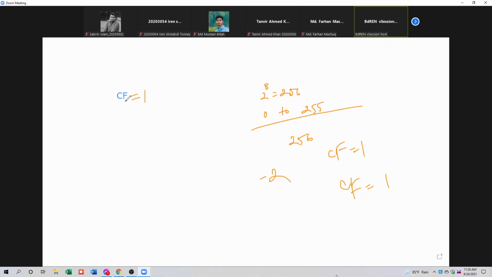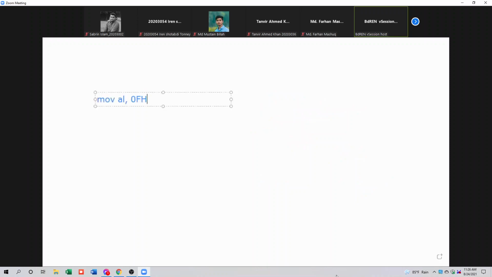So I'm giving you an example. MOV AL, 0FH and ADD AL, 0F1H. Now look at the destination operand. The destination operand is a register, and it's the lower byte of the 16-bit accumulator register. So this is a lower byte, which means it can take a total of 8-bit data. 8 bits means 2 to the power 8 equals 256. So the AL register can take all the data from 0 to 255, and these are decimal numbers.